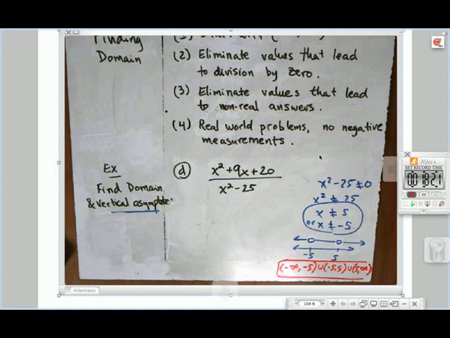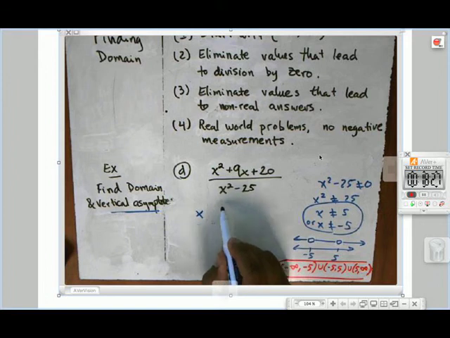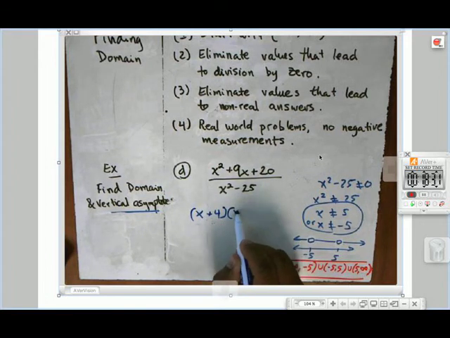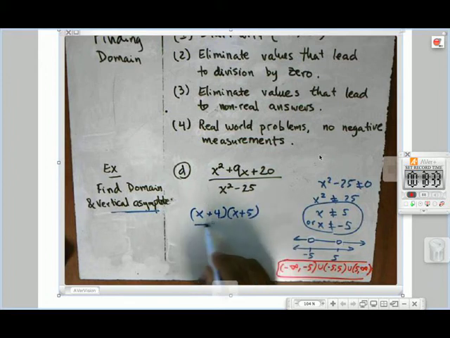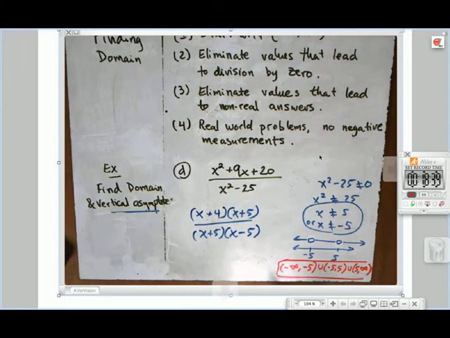And what I'm going to do here is I'm just going to factor the entire thing. The top is actually factorable, and it gives me x plus 4 times x plus 5, and the bottom is going to give me x plus 5 times x minus 5, I'm sorry. And you can see that these two terms cancel. They actually cancel each other completely.